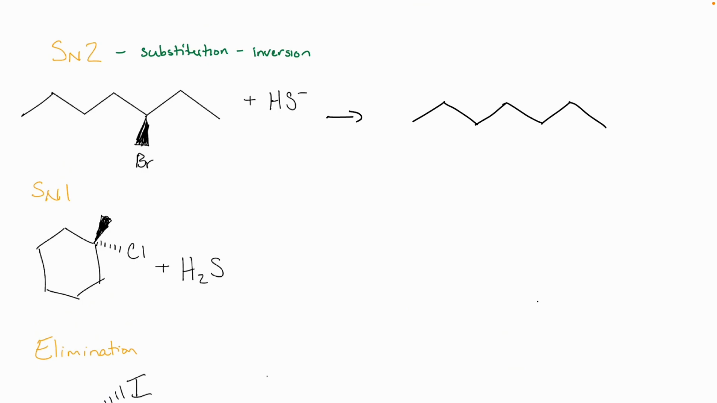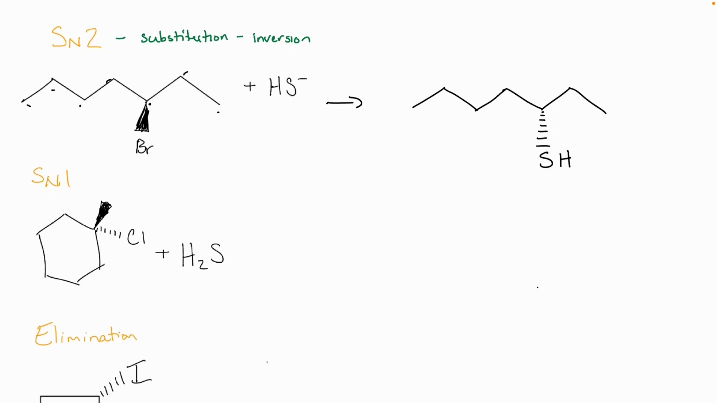So I got these same 1, 2, 3, 4, 5, 6, 7 carbons. Okay. And then on that third to last carbon, instead of drawing a wedge, I'm going to draw a dash. And which atom in my nucleophile am I attaching to that carbon, the hydrogen or the sulfur? The sulfur. Okay. So the 2 means that there's an inversion.